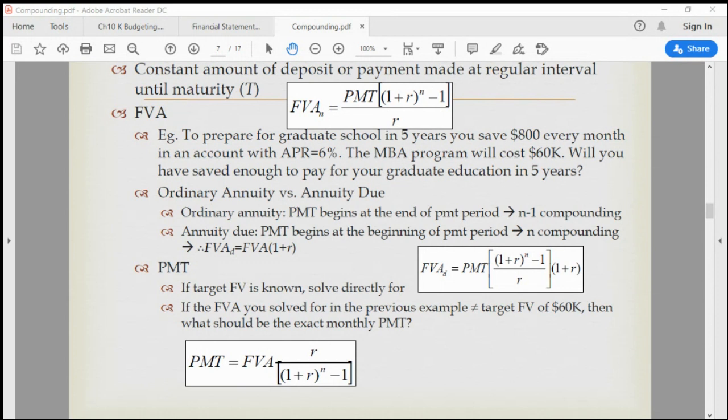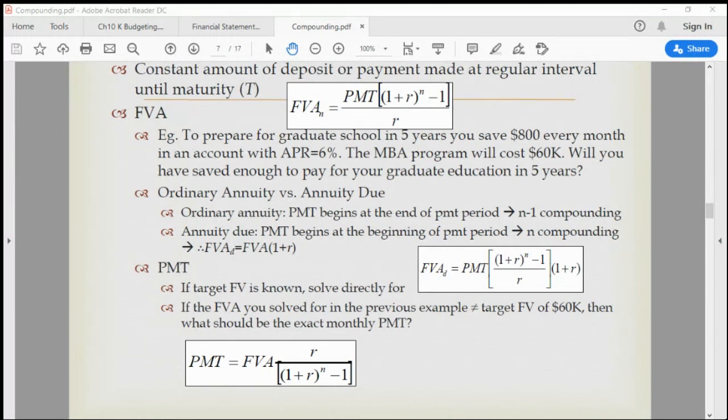Now, let's quickly go over our scenario again. Our scenario is you're making a deposit of $800 for 60 months, and the first deposit will be compounded 59 times. That means the second deposit will be compounded 58 times, and so on.